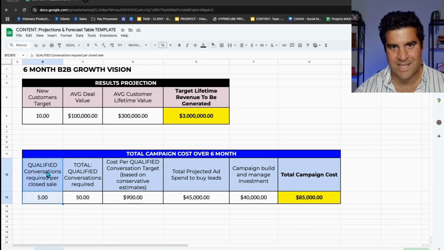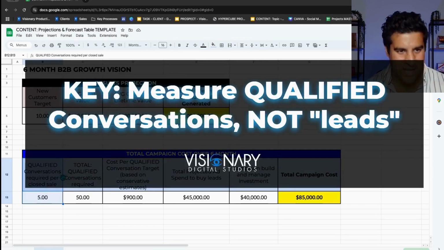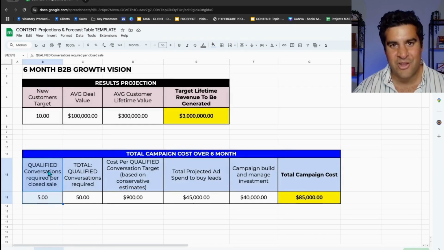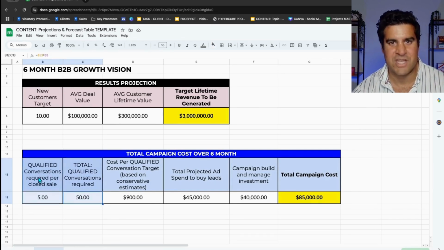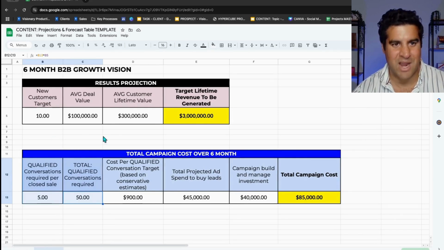So it has to be a lead that comes in. The sales team has to speak to that lead, and then they have to mark them in the CRM as qualified. So now you have that magical alignment finally of marketing and sales working towards that same KPI of qualified conversations. It's not just marketing bringing in leads, it's marketing bringing in the lead, sales talking to them and marking them as qualified.